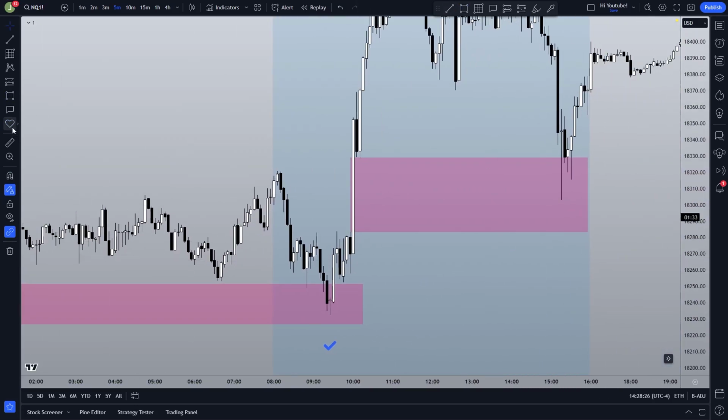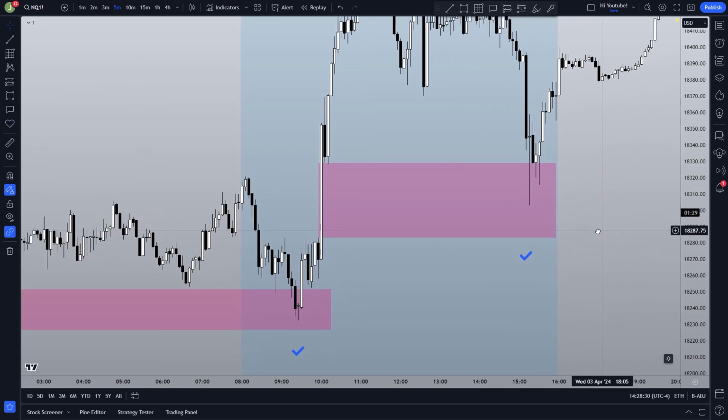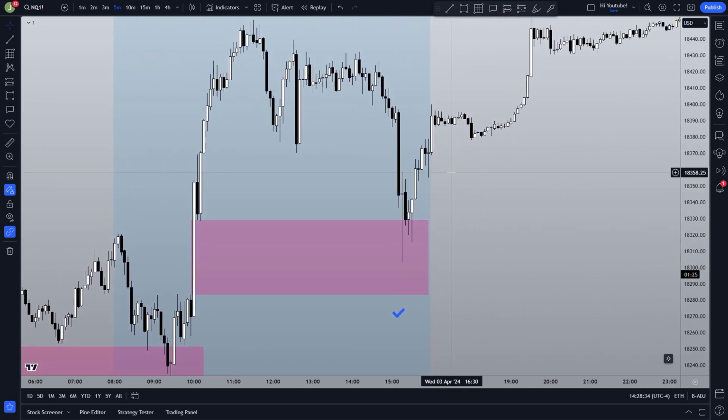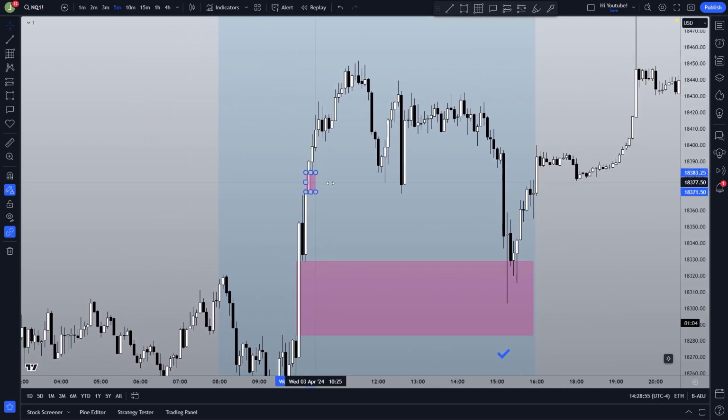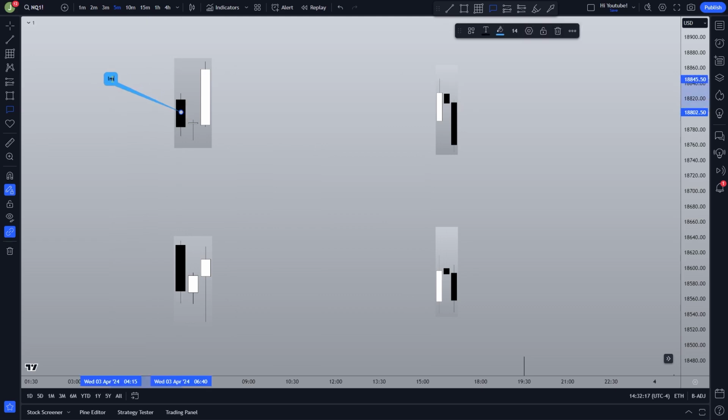Not all imbalances are created equally, however, and in fact, you'll probably start to see them absolutely everywhere and on multiple time frames. Here's my recommendation. Only concern yourself with imbalances that form as part of a move that breaks market structure. And generally, the higher the time frame, the more relevant the imbalance.